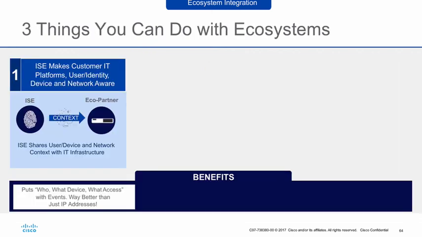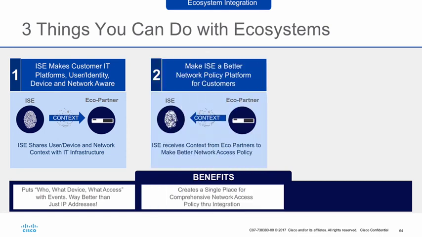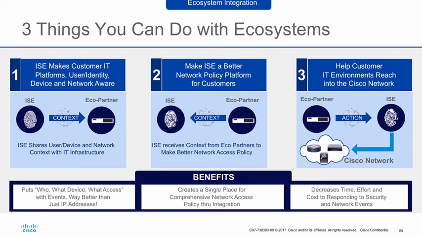So the three things you can do is, again, PX-Grid provides the context, which can then send this information to our partners, which allows us to then create a single place for our ecosystem partners to provide context back into ICE at the same time, right? And what this does is decrease time and effort in responding to security events and threats on the network.